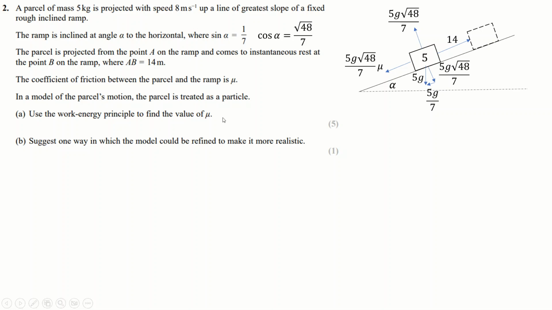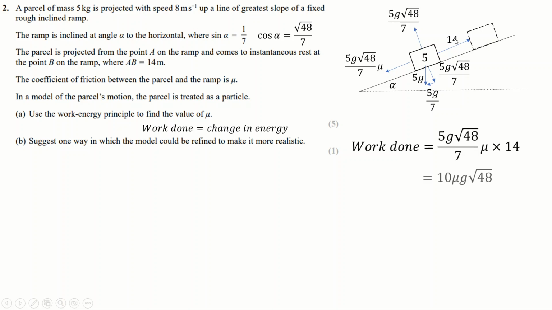Use the work energy principle to find the value of mu, which is the coefficient of friction. So what the work energy principle says is that work done is going to be equal to the change in energy. That's kind of what the textbook says. I know it's worded awkwardly, but that's just what the textbook says. So the work done is the frictional force times the distance that it was applying for. So it's going to be this times 14. That's going to be the work done, which I can just write as this. I've done some simplifying here.